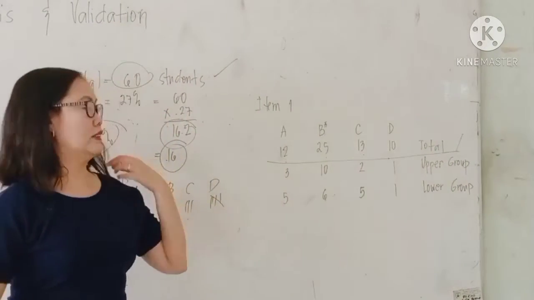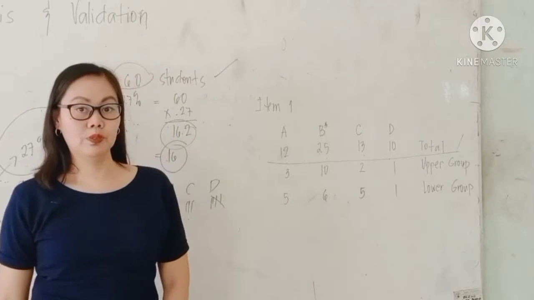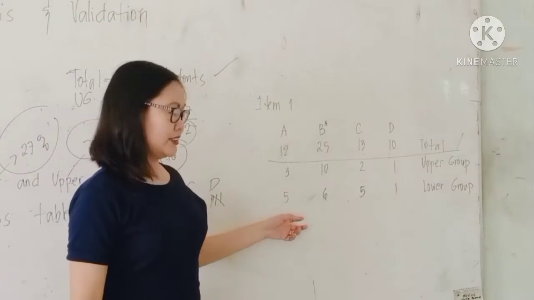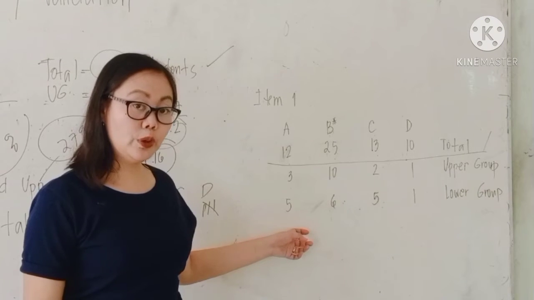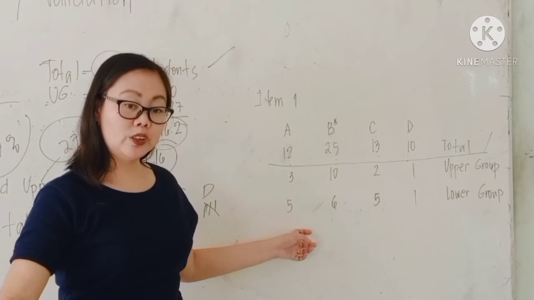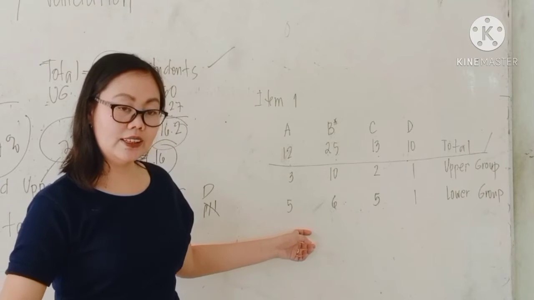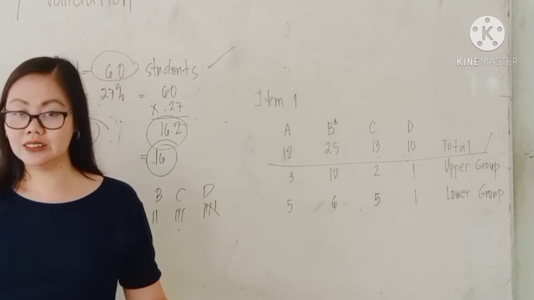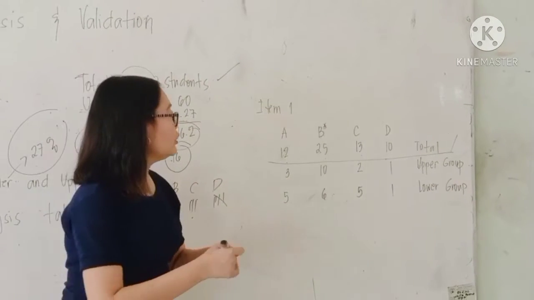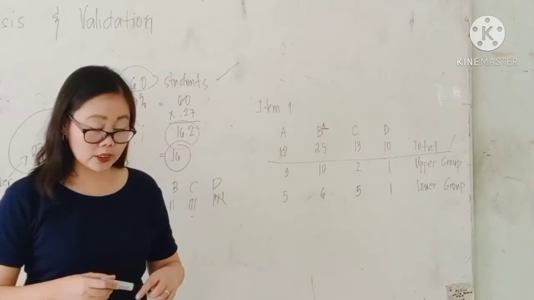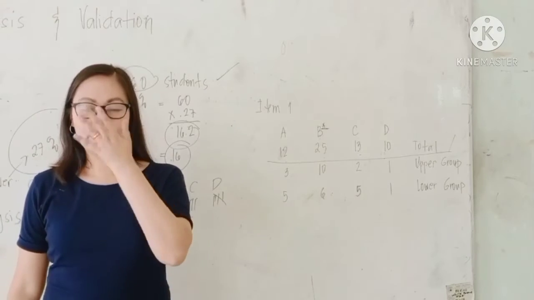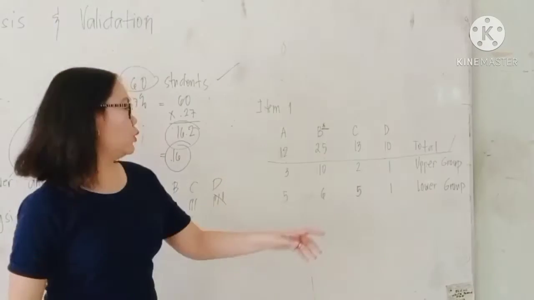Ganon din yung process sa lower group. Ulitin ko, ganon din yung process sa lower group. Sa lower group, you just have to find kung ano yung sinagot ng 16 na nasa ilalim sa A, B, C, at D. Okay? At yung letter na may asterisk doon, that corresponds to the correct answer. Yun yung correct answer mo.